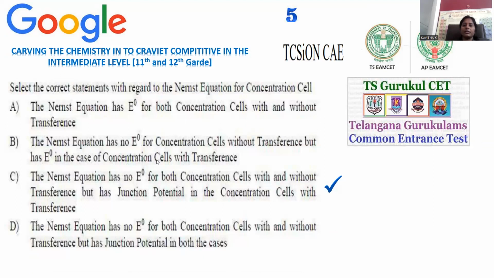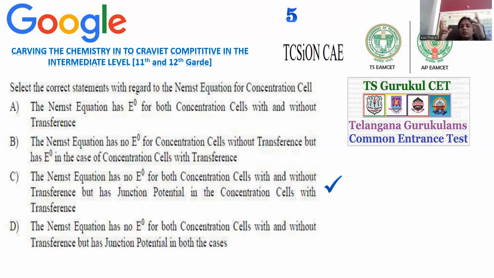Move on to question number 5. Question number 5 is collected from the Telangana Gurukulam Degree College Entrance Examination. Select the correct statements with regard to the Nernst equation for the concentration cell. It is a part of electrochemistry. Electrochemistry deals with chemical reactions and how they are related to the generation of electrical current. So the concentration cell is a part of the galvanic cell where either electrodes are similar and electrolytes are similar.